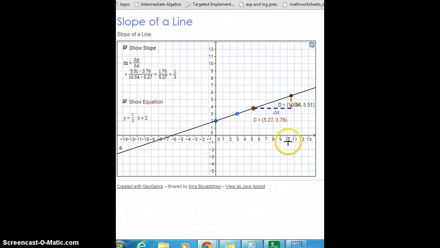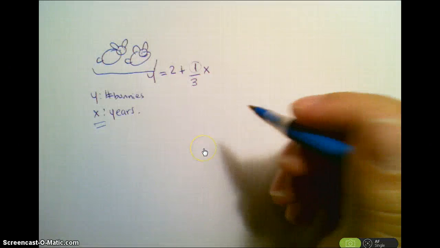Let's say between 5 and 10 years. The difference in the population over time is still the same, 1/3. So no matter what 2 points I'm measuring in time, this rate of change does not change. That's why we say that in linear functions the rate of change is constant, and it will be this number all along.